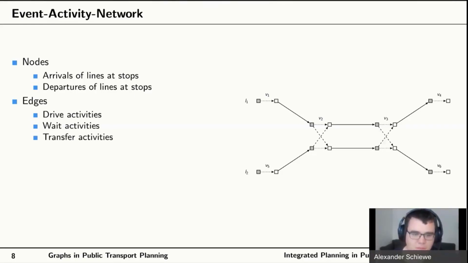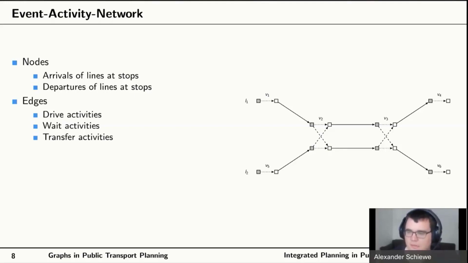And the last things I want to mention here are transfer activities, where we allow the passengers to change from one line to another. And now we can model our passenger paths, for example, our passenger path as a path in this network. For example, a passenger starting with line 1 at V1 could use these edges to get to V2, transfer to the second line, and then use drive, wait, and drive activities to get to V6. And this now allows a very detailed routing algorithm.